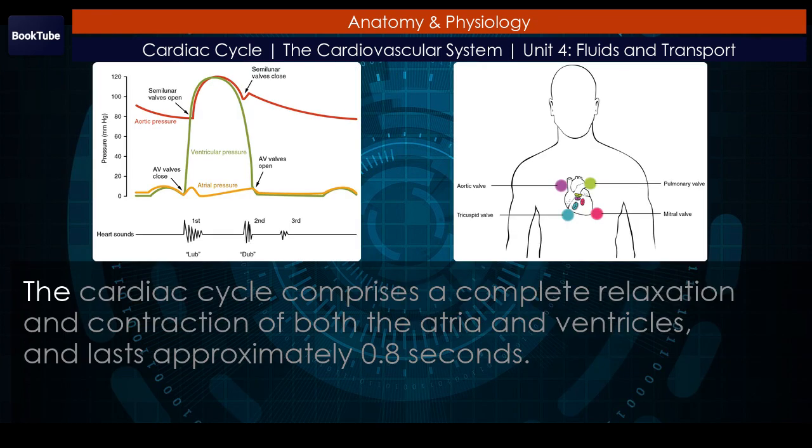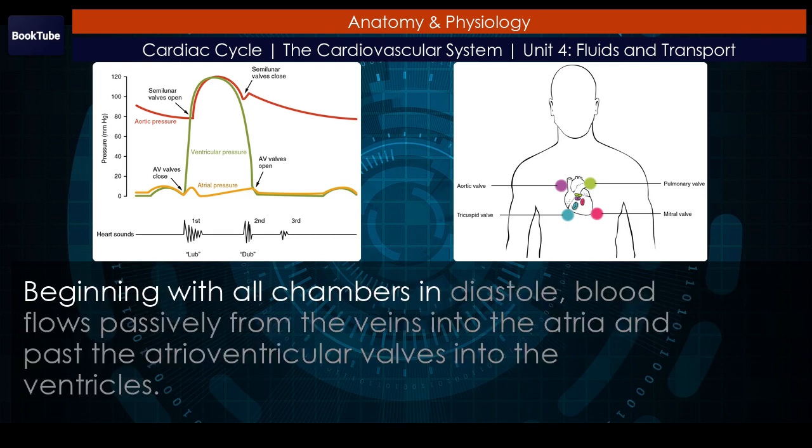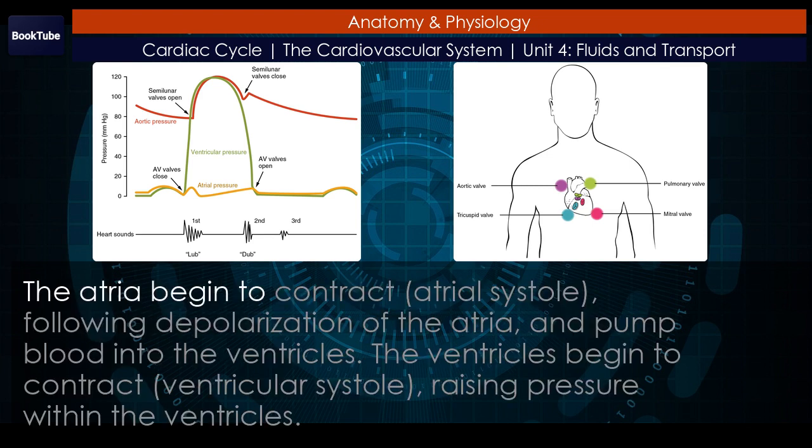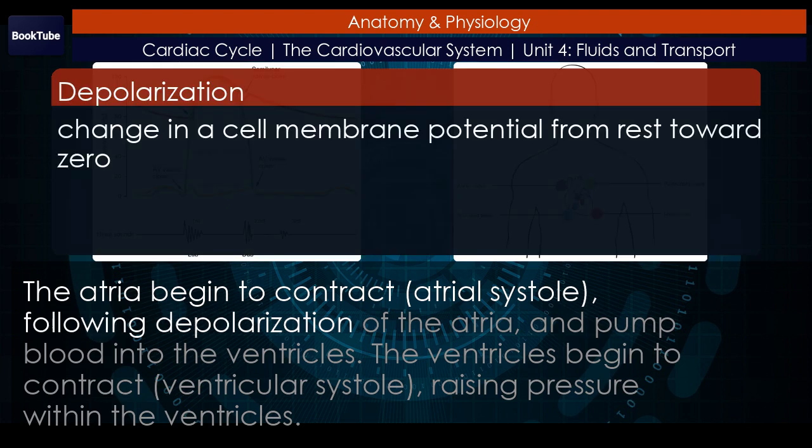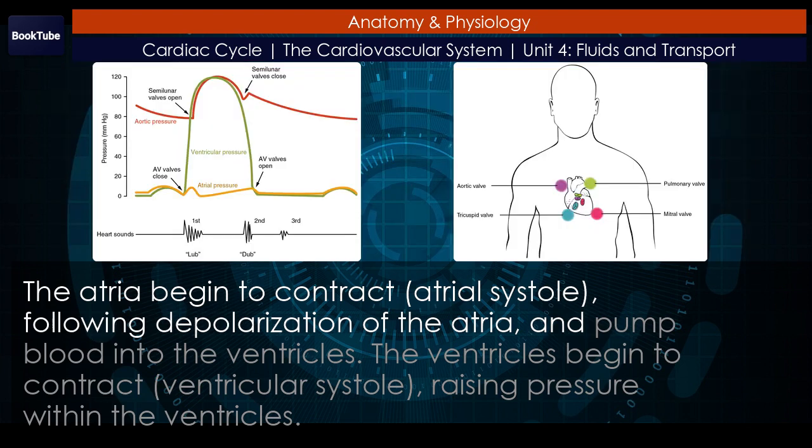Chapter Review. The cardiac cycle comprises a complete relaxation and contraction of both the atria and ventricles, and lasts approximately 0.8 seconds. Beginning with all chambers in diastole, blood flows passively from the veins into the atria and past the atrioventricular valves into the ventricles. The atria begin to contract, atrial systole, following depolarization of the atria, and pump blood into the ventricles. The ventricles begin to contract, ventricular systole, raising pressure within the ventricles.